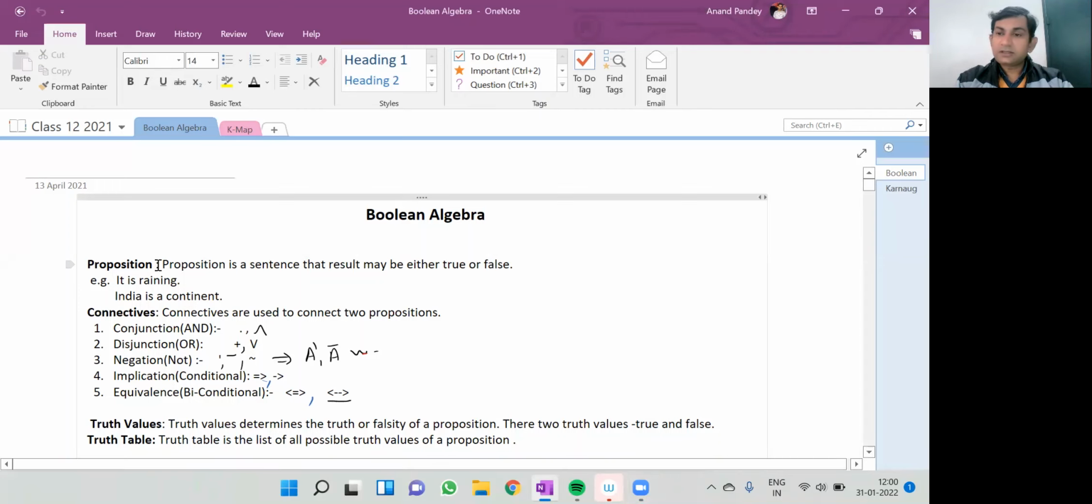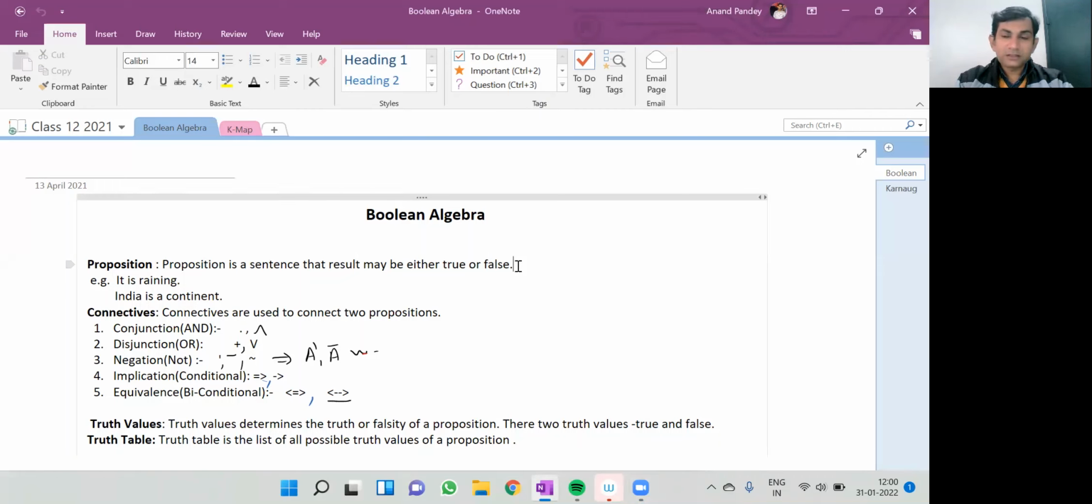See, the heading I have written is Boolean algebra. In this Boolean algebra, the first topic I am going to discuss is proposition. It is not preposition, it is proposition. What is a proposition? A proposition is a sentence whose result may be either true or false. It is the most basic thing of Boolean algebra.